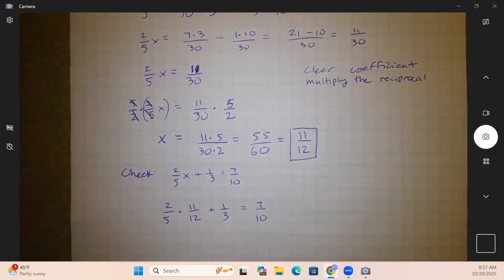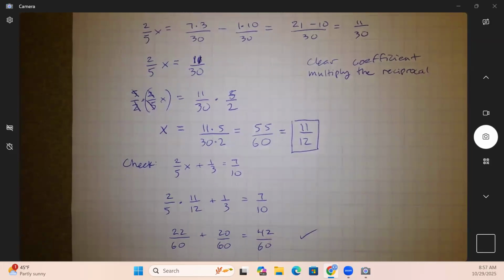This might be a time when you grab your calculator to make it a little faster. That's going to be 22 over 60 plus 1/3 is the same as 20 over 60. And 7/10 is the same as 42 over 60. And I can see that that works, because 22 plus 20 equals 42. Calculators are fine. I did this really quickly. I got them all over the same denominator, just in my head, which is a skill to work toward. But you're welcome to check with a calculator.